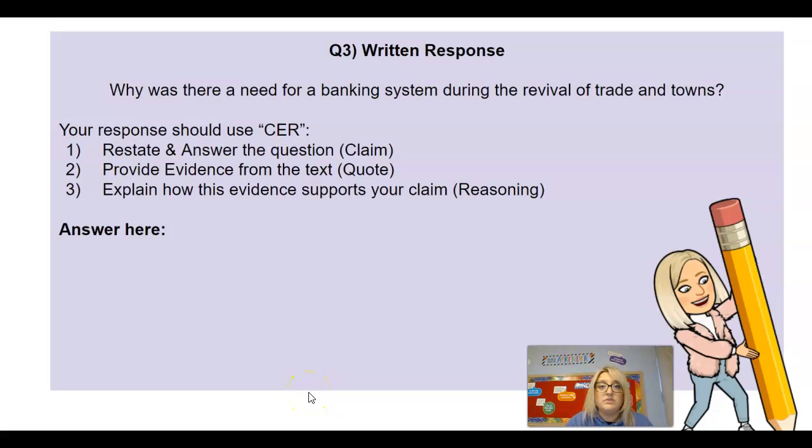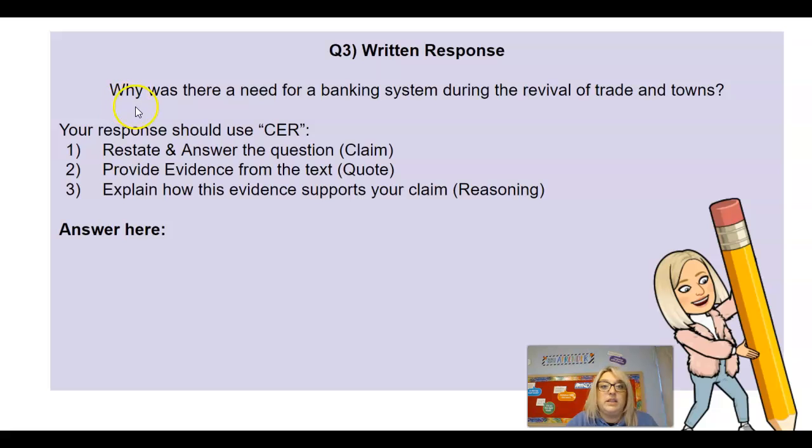Now, we've had short answers before in my lessons, but we're going to move into a new system that is just like science class when you have a written response. You'll have a question and then you'll need to respond in CER: your claim, your quote, and your reasoning. So you'll restate and answer, provide evidence, and then explain how the evidence supports your claim.